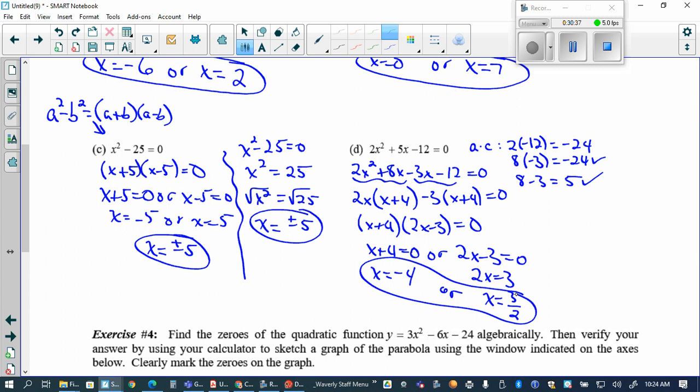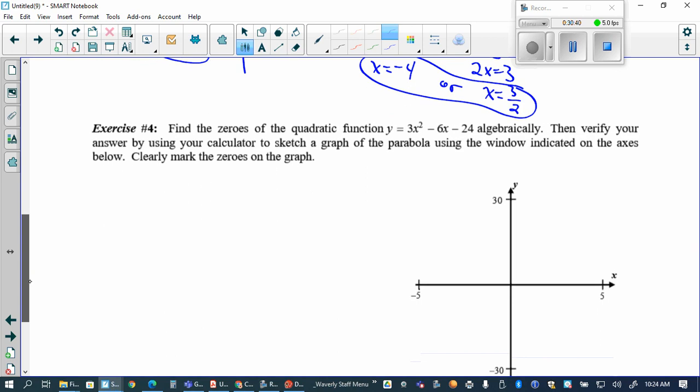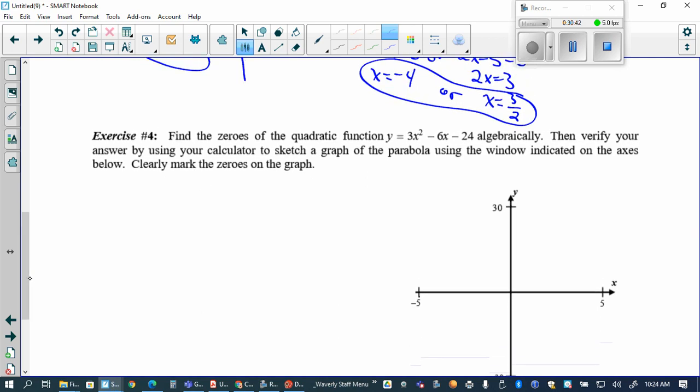Let's look at this last one here. Let's read this over. Find the zeros, aka the solutions, also known as the x-intercepts, right? Of y equals 3x squared minus 6x minus 24. How? Algebraically, like we've just been doing. So that means we take this equation and replace the y with a 0.